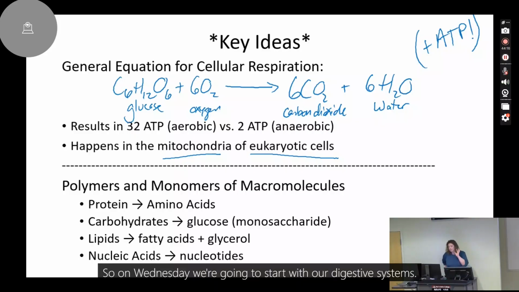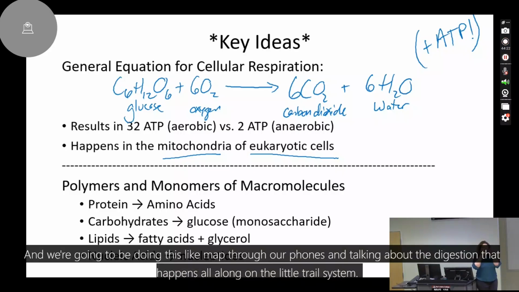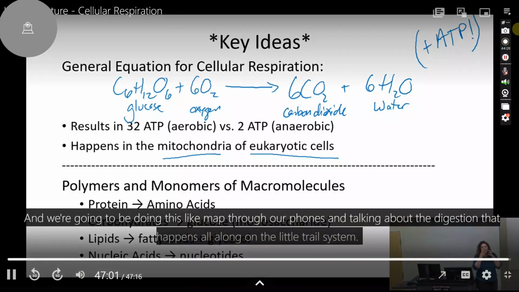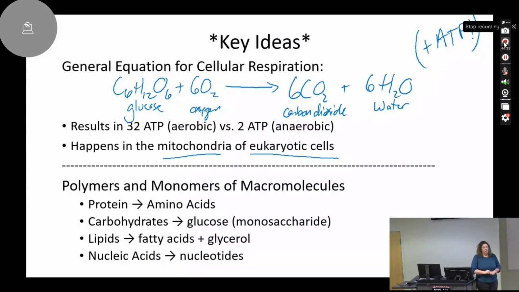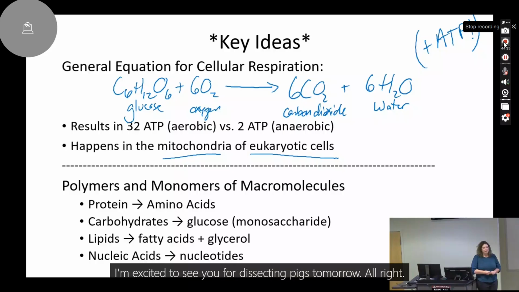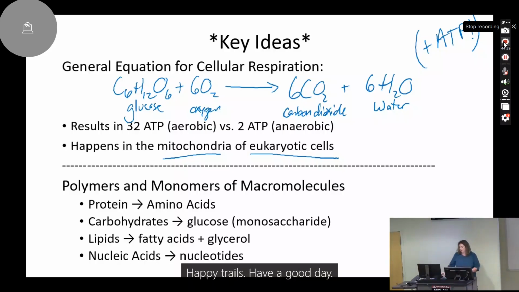So, on Wednesday, we're going to start with our digestive system stuff. And we're going to be doing this map through of things and talking about the digestion that happens all along the little trail of the digestive system. I'm excited to see you for dissecting pigs tomorrow or Thursday. All right. Happy trails. Have a good day.